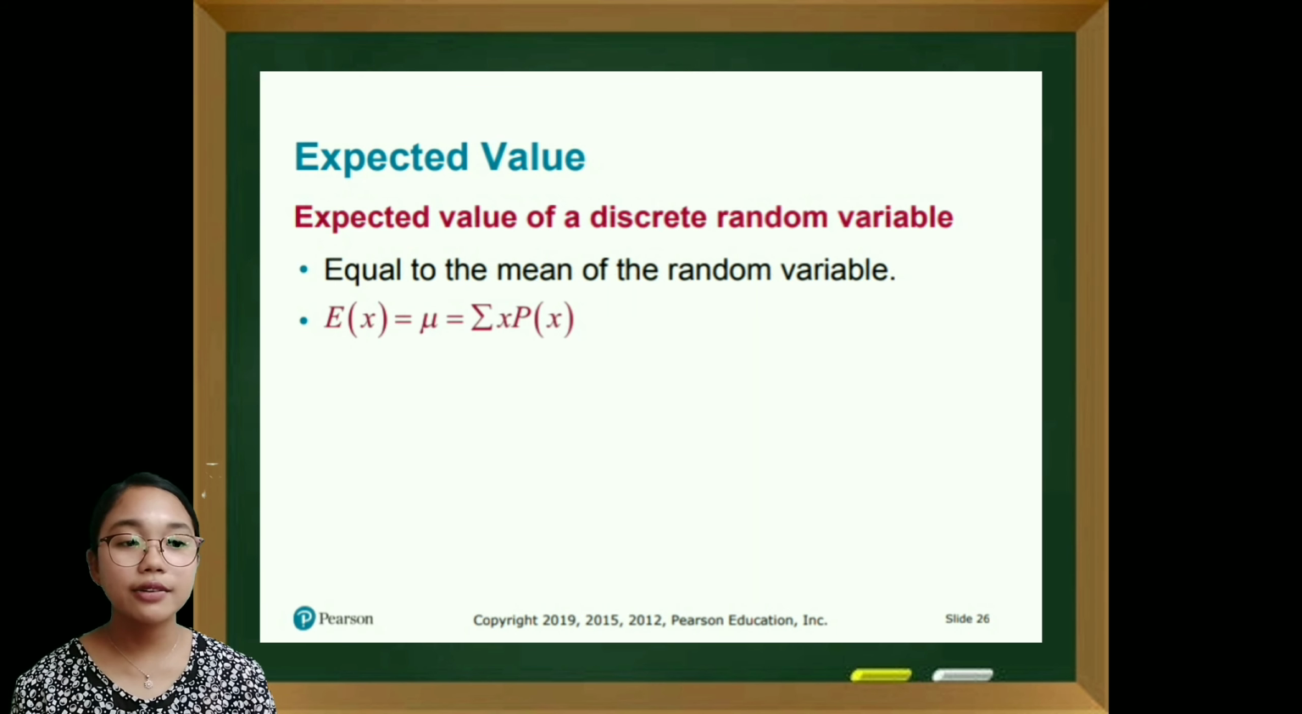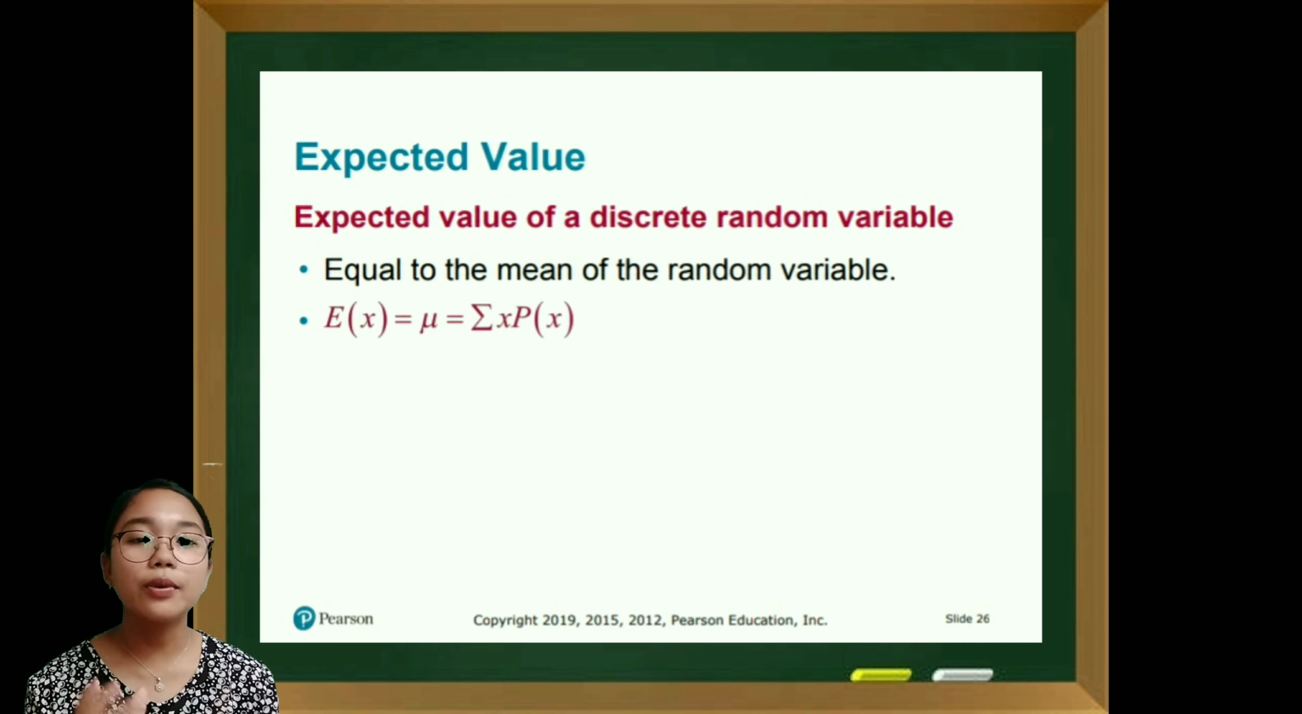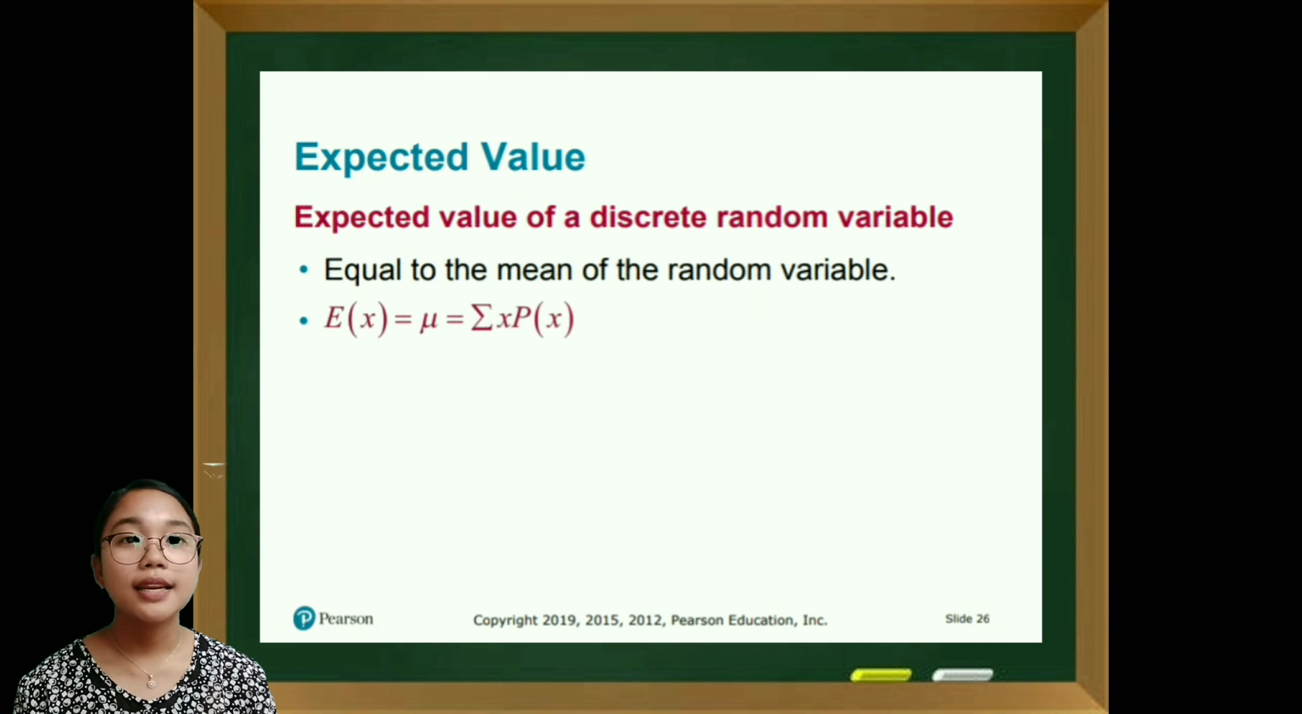Expected value of a discrete random variable. It is equal to the mean of the random variable. Formula: E of x equals mu equals the summation of x times the probability of x. So our expected value will be the value of the mean.